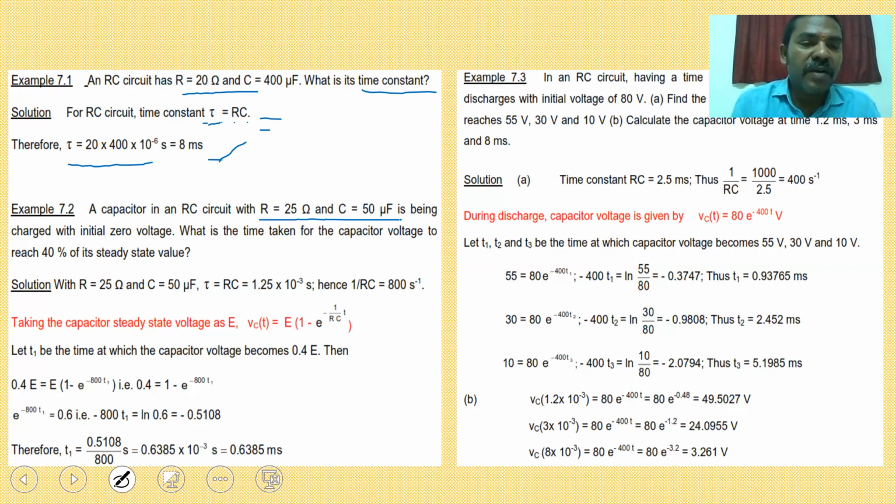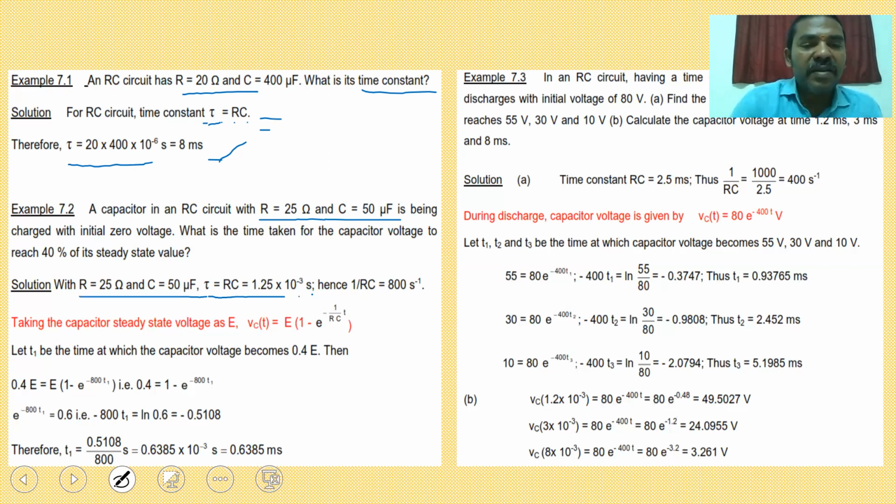So we have to go for the calculation of voltage drop across the capacitor when it reaches 40% of the steady state value. Given that resistance is 25 ohms and capacitance is 50 microfarads, calculate the time constant. Time constant tau is equal to RC. That is equal to 1.25 into 10 power minus 3 seconds.